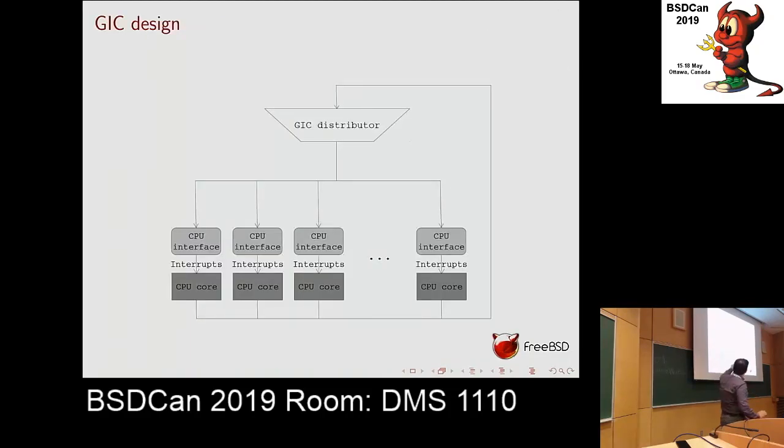Here is our schema. So we have the GIC distributor, and the GIC distributor basically sends the interrupts to the specific CPU core. But before the CPU core, we have the CPU interfaces, which are managing these interrupts. Okay. So we have one distributor and a number of CPU interfaces equal to the number of cores, one for each core.